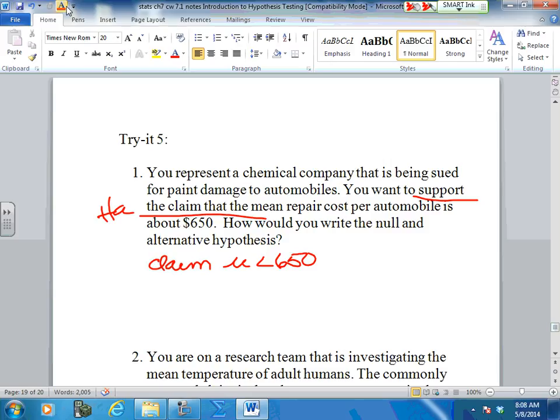If I was the opposing one, if I was the one that's saying, hey, you damaged all my automobiles, I'm suing you, I'm going to say it's more than 650. I don't want to support what you're saying. I want to reject what you're saying. So it depends who sets up the HA, the HO. The first thing you have to do, guys, is look at the reject word and the support word.